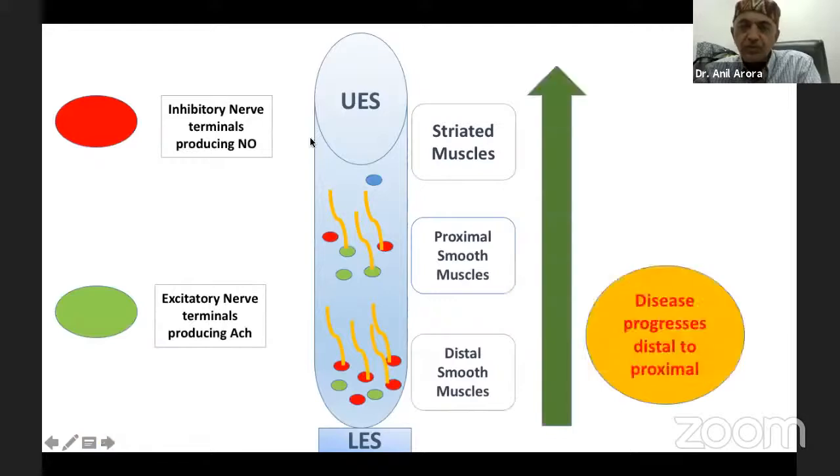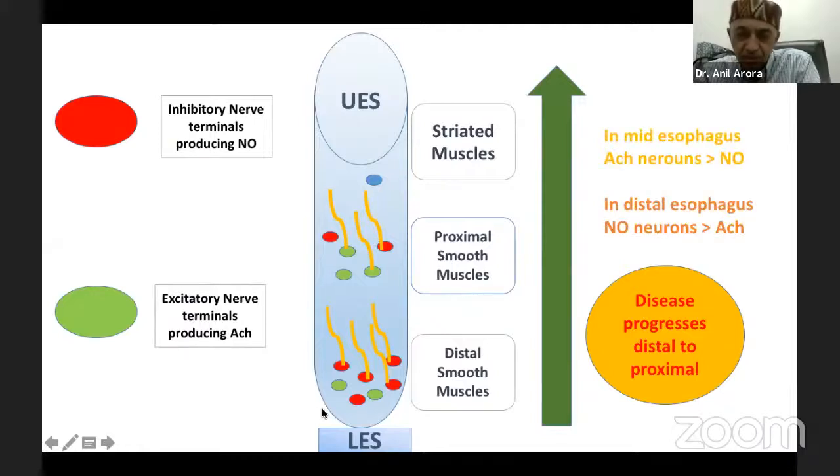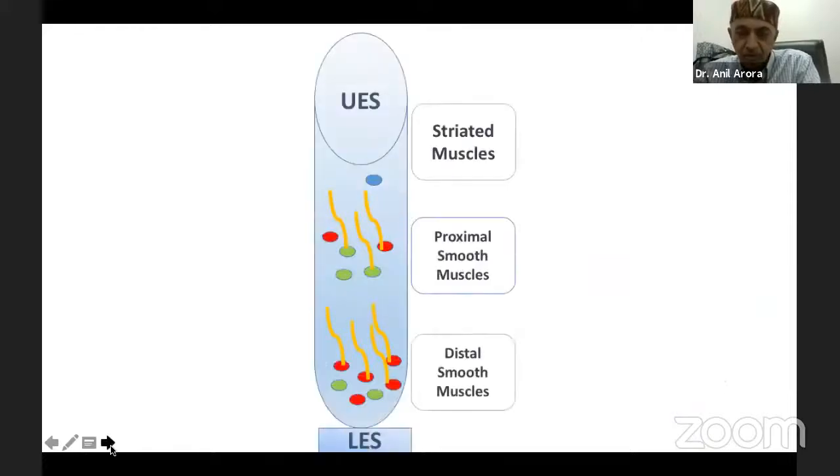So this is the normal esophagus. The distal esophagus has more inhibitory neurons, whereas the proximal esophagus has more excitatory neurons. Red indicates inhibitory nitric oxide producing neurons, whereas green indicates the excitatory or acetylcholine producing neurons. The disease in achalasia cardia progresses from the lower esophageal sphincter up into the proximal esophagus. Let's see what happens. Let's talk of EGJOO.